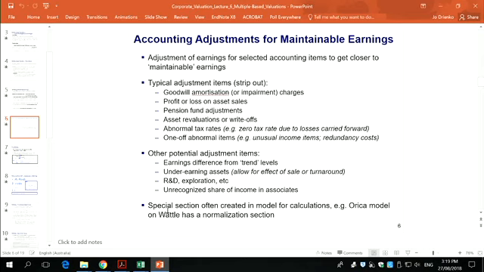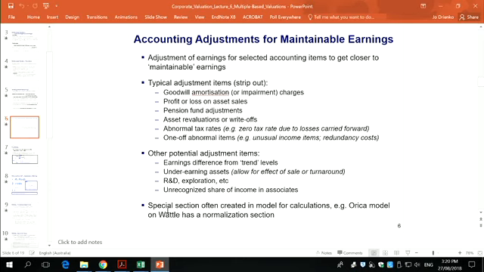So same sort of slide, just specifics. So things you need to adjust for, strip out, it means the same thing. Goodwill, pension adjustments, loss or sale on an asset, asset revaluation, tax rates, one-off items, all have to be adjusted for. That's almost always, other than like the question from the floor from the lady, if there's goodwill amortization every single year, then no, you don't adjust for that.